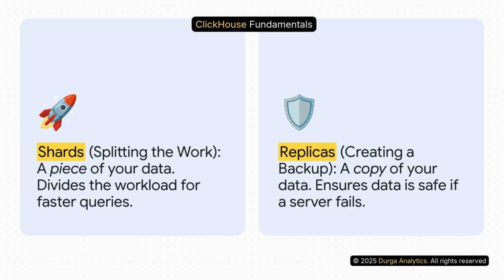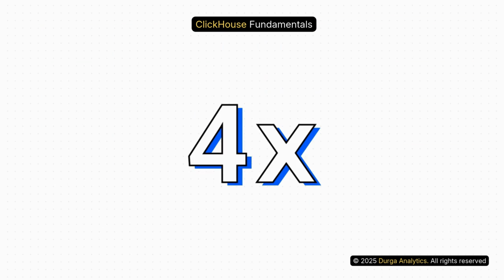Performance versus reliability. Let's make that real for a second. Imagine you have a massive table. If you shard it across 4 nodes, what happens? Well, instead of one server having to scan the whole thing, you now have 4 servers, each scanning just a quarter of the data, all at the same time. The result? Your query can be up to 4 times faster. It's a simple idea, but that's the raw power of scaling out horizontally.